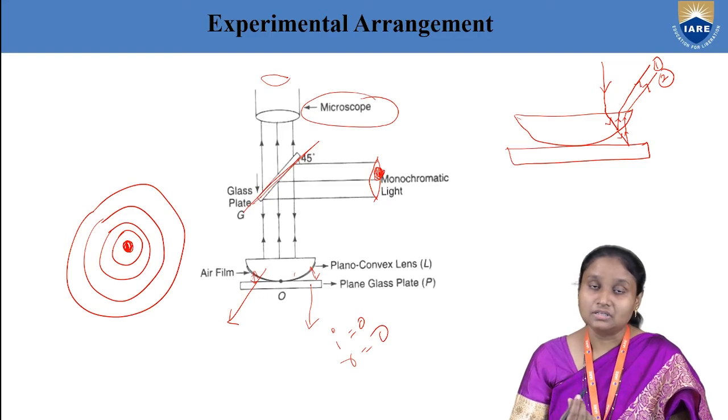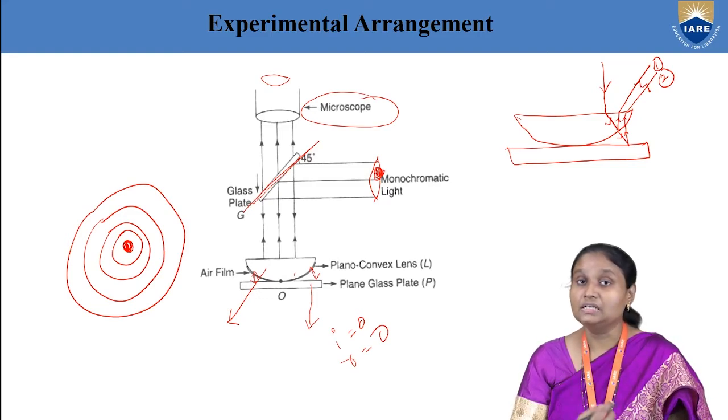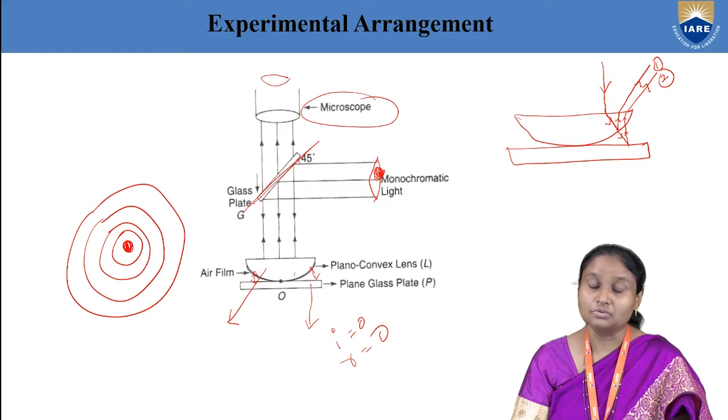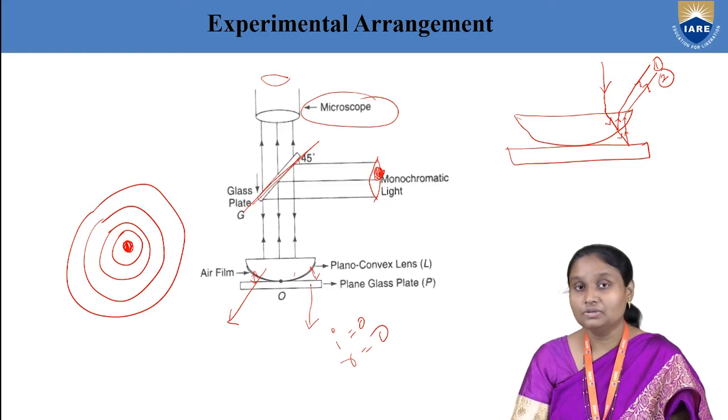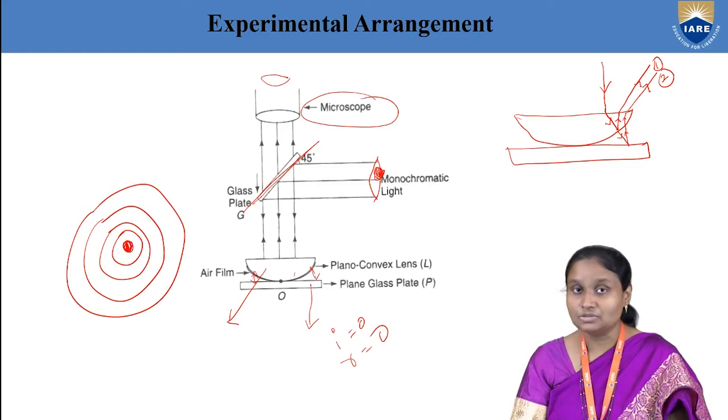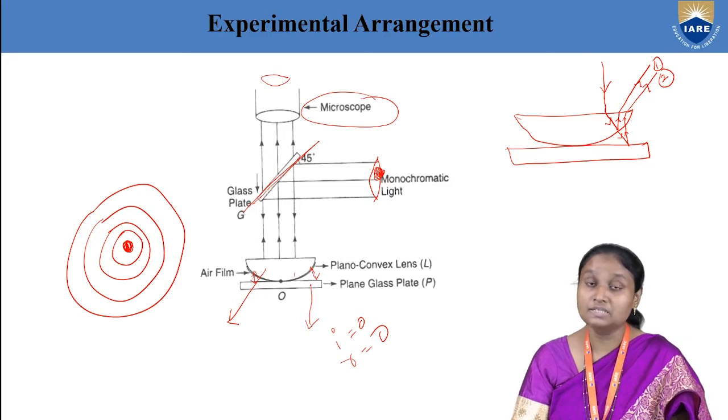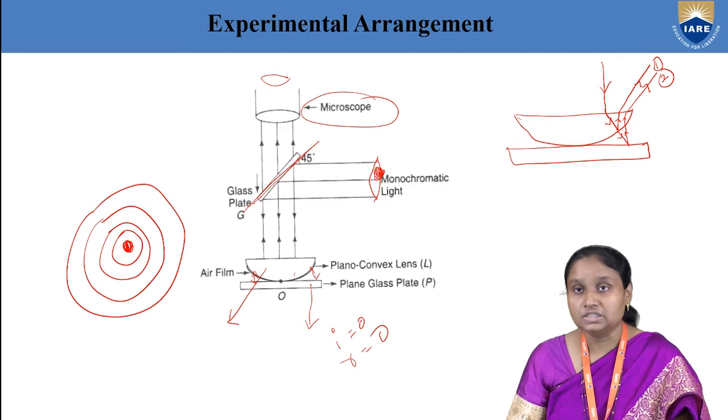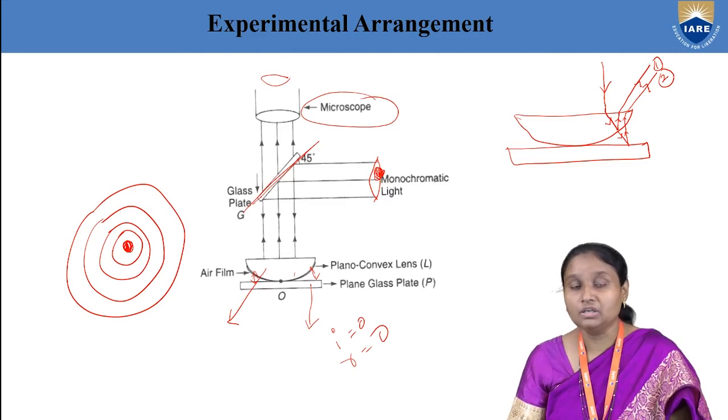And these alternate circular bright and dark rings are nothing but our Newton's rings. And why are they called Newton's rings? After the name of the scientist who performed this experiment and observed these circular rings. So this is the whole experimental arrangement to see how Newton's rings can be formed.